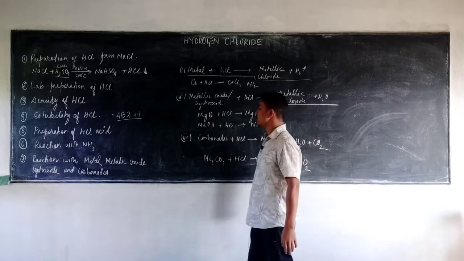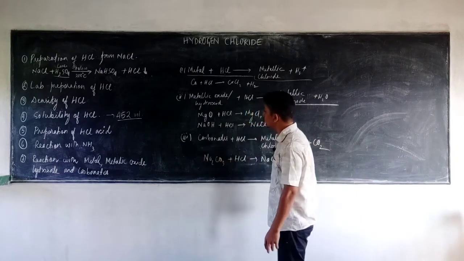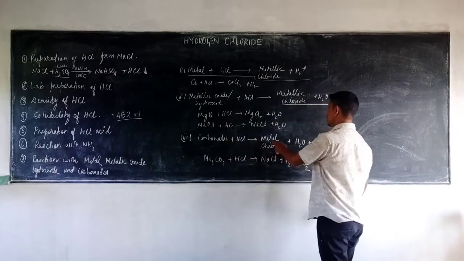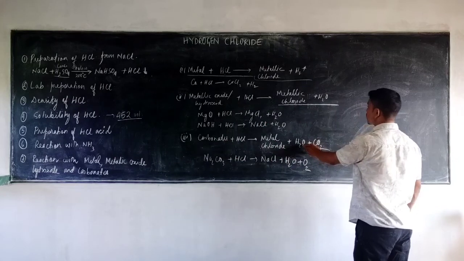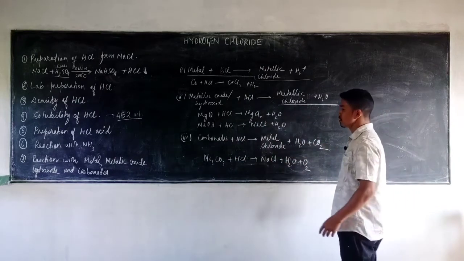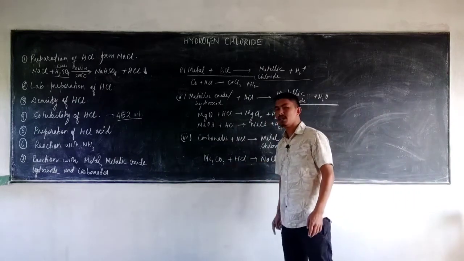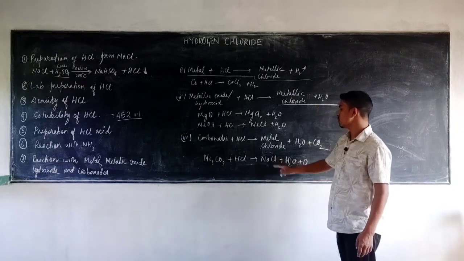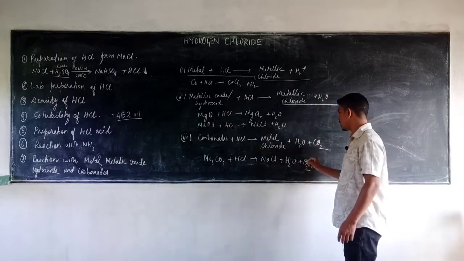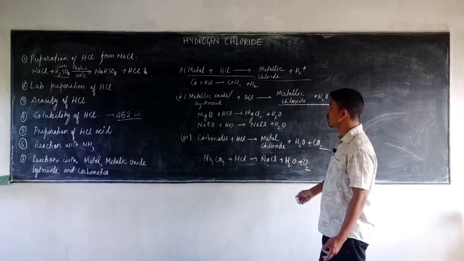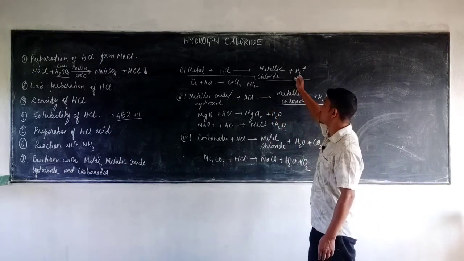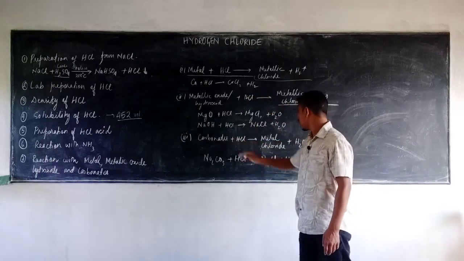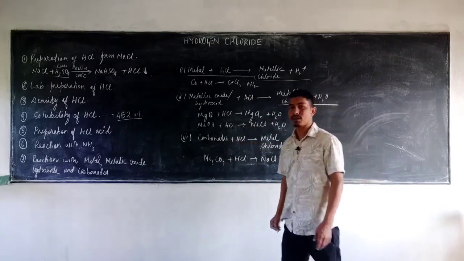Now finally coming to the carbonates. When hydrochloric acid is treated with the carbonates, it gives a metal chloride plus water and carbon dioxide gas. So here sodium carbonate when treated with hydrochloric acid gives sodium chloride, water and finally carbon dioxide gas. So you need to remember, with the metal it gives hydrogen, with the metallic oxide and hydroxide it gives water, and with the carbonate it gives carbon dioxide.